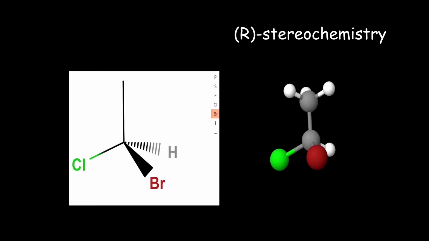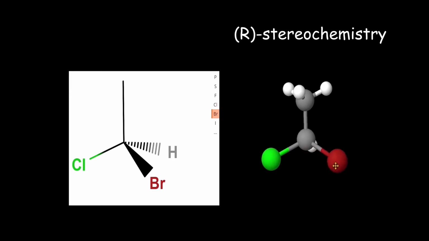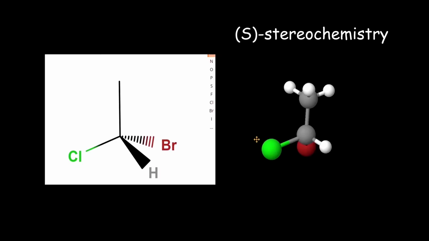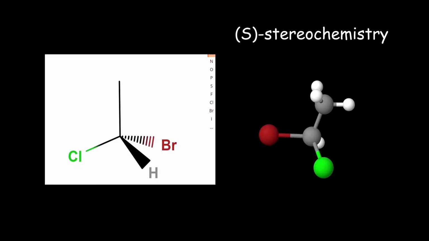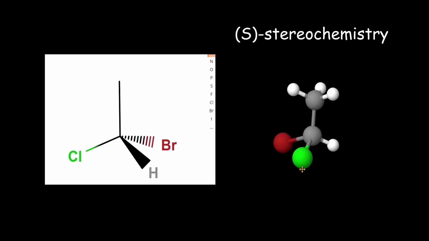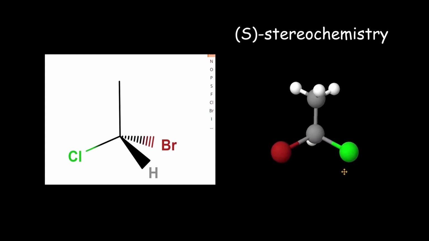This is an animation of the R stereochemistry for 1-bromo-1-chloroethane. The bromine atom is colored red, the chlorine atom is colored green. Bromine has the highest atomic number. This is the S stereochemistry animation for 1-bromo-1-chloroethane.